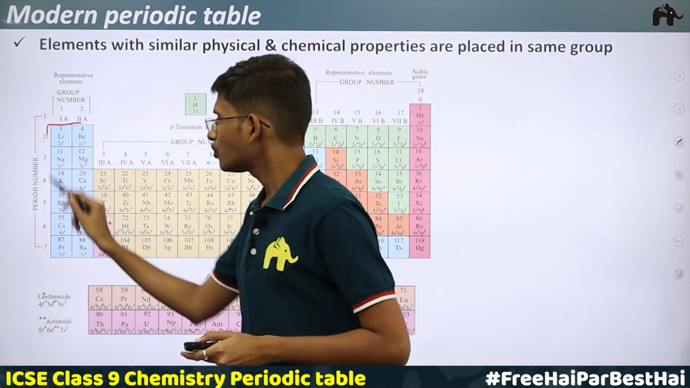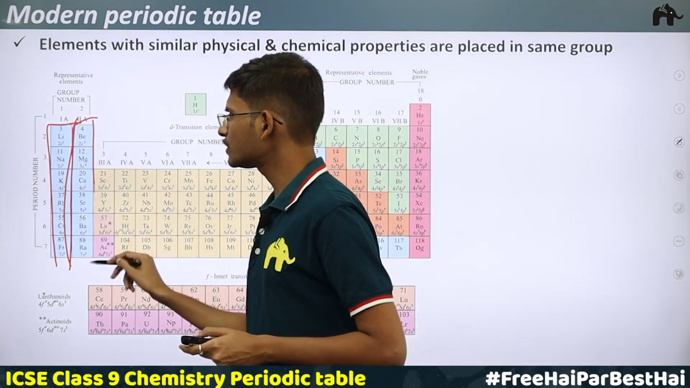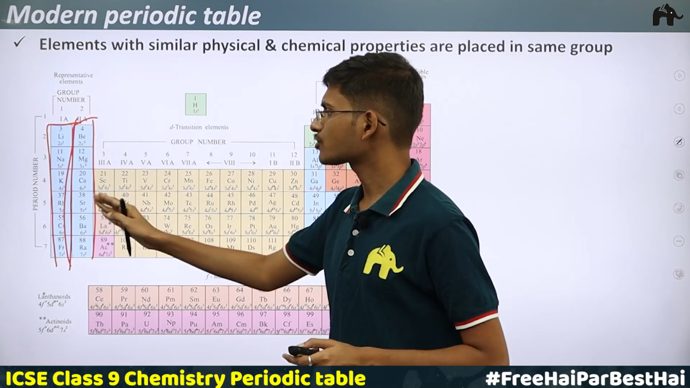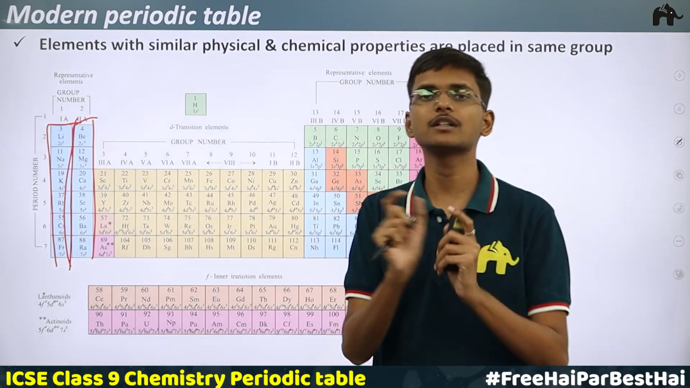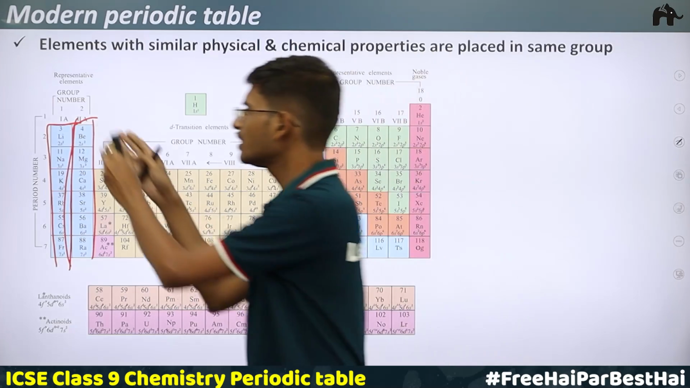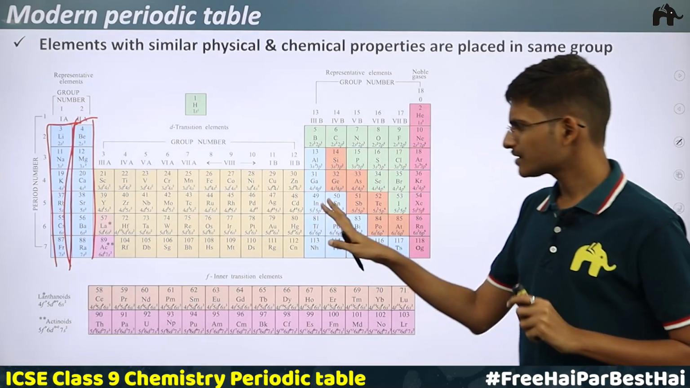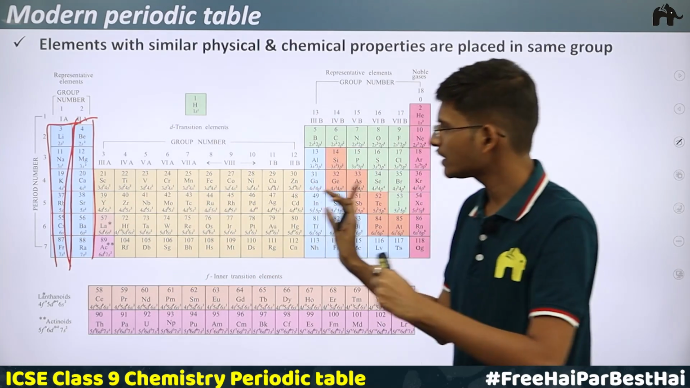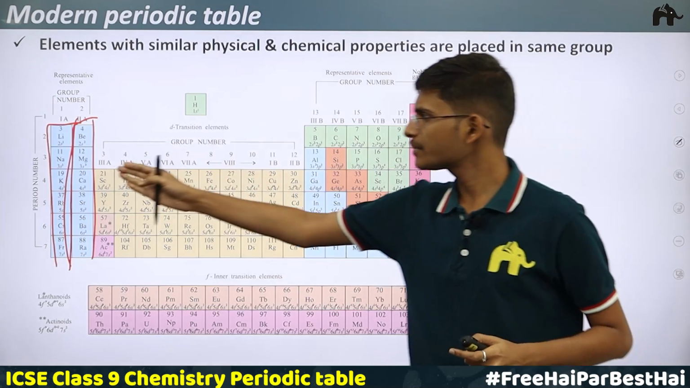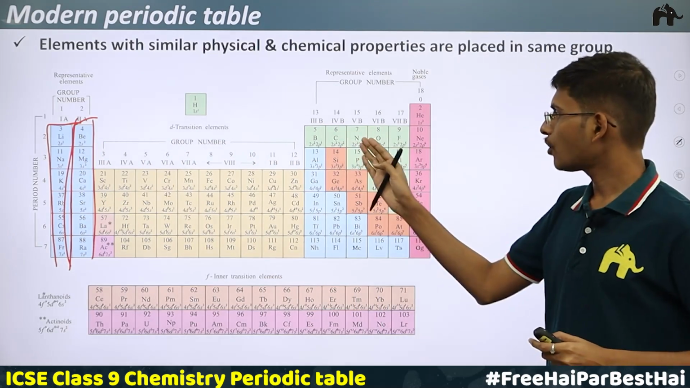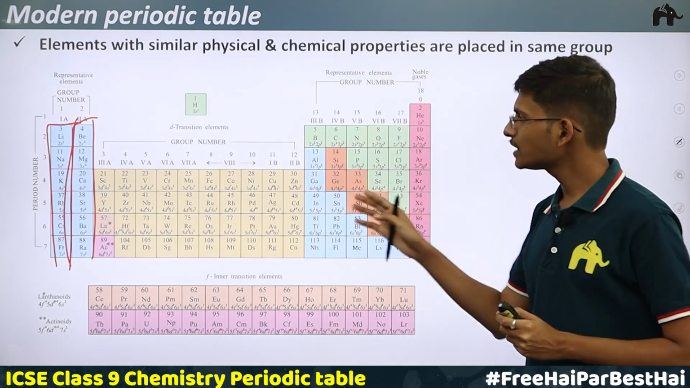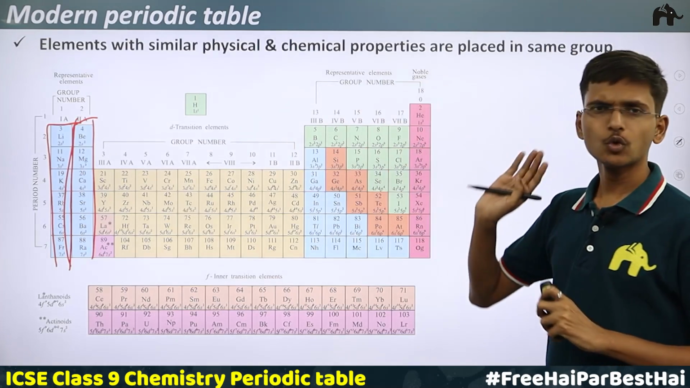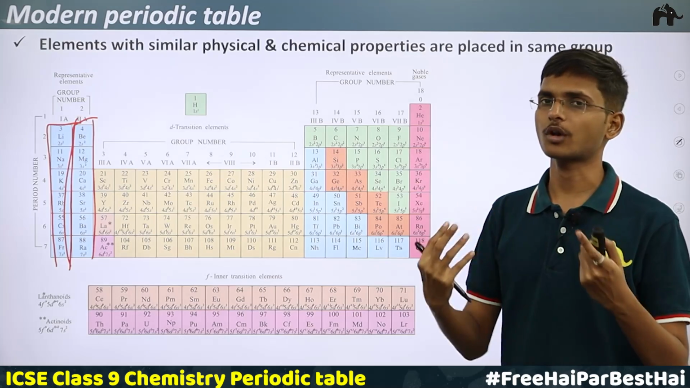So whatever groups you are able to see here, like lithium, sodium, potassium, rubidium, cesium, francium, or beryllium, magnesium, calcium, strontium, barium, these are the elements having similar physical and chemical properties, and they are placed in the same group. Just don't pay much attention to this middle block of elements. These elements have slightly different characteristics, but you can pay attention to these groups. Here the elements in the same group have similar properties. Very clear? So this was also followed when making the modern periodic table.